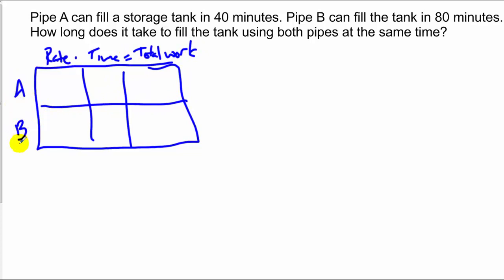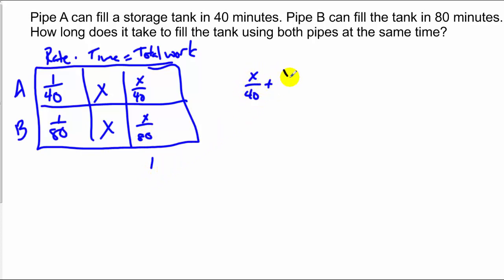Here's A, here's B. You can do the whole job in 40 minutes by yourself. Do a 40th of the job in a minute. Do the whole job in 80 minutes by yourself. You can do an 80th of the job in a minute. They're going to work together, but we don't know how long, so we call those both x. We get x over 40 here, x over 80 here. Total job is 1, so x over 40 plus x over 80 is 1.